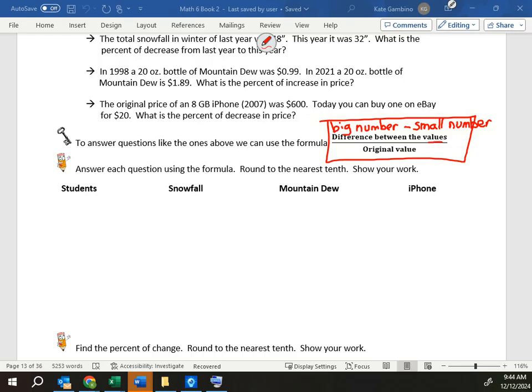And remember, this fraction bar means to divide by that original value. So you have the big number minus the small number, and you divide that by the original value. Any questions on that?